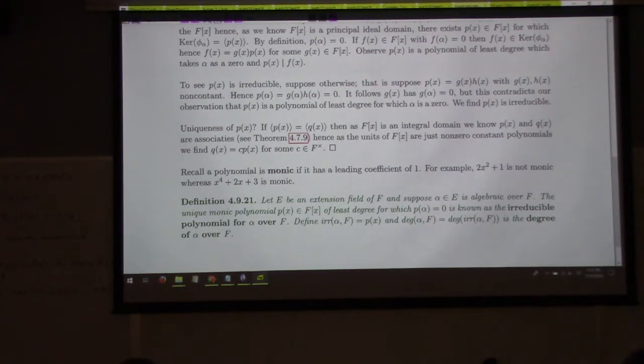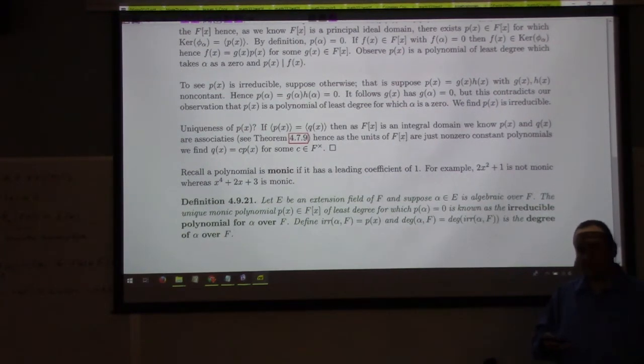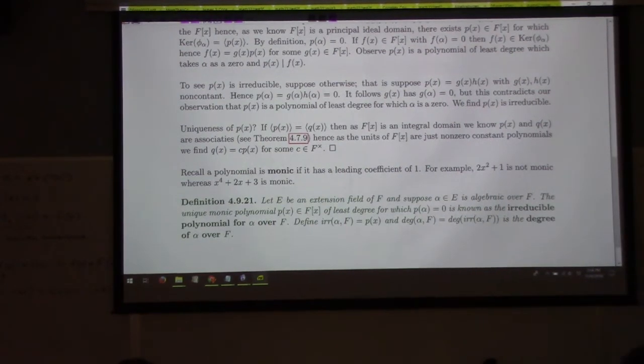So I was arguing with you that x squared minus 2 and x squared minus 3 were polynomials of least degree which take square root of 2 or square root of 3 as their 0, right? That shows you that square root of 2 and square root of 3 are degree 2 because their irreducible polynomials, namely x squared minus 2 and x squared minus 3, have degree 2, all right? The imaginary number i is degree 2 over the reals, right? It's also degree 2 over the rationals for what it's worth, because x squared plus 1 is the irreducible polynomial of i.